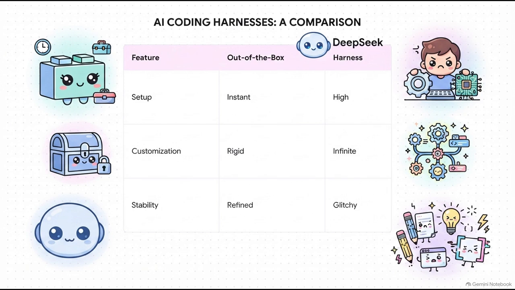On the flip side, DeepSeek's extensible harness demands a pretty high investment in setup time. And just being totally honest, right now it is unrefined and a bit glitchy. Tool calls and plugins will occasionally fail. But the trade-off is infinite customization. It has an incredibly high ceiling, even if it has some rough edges today.